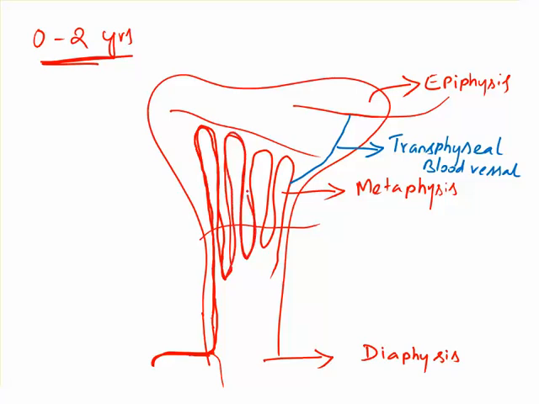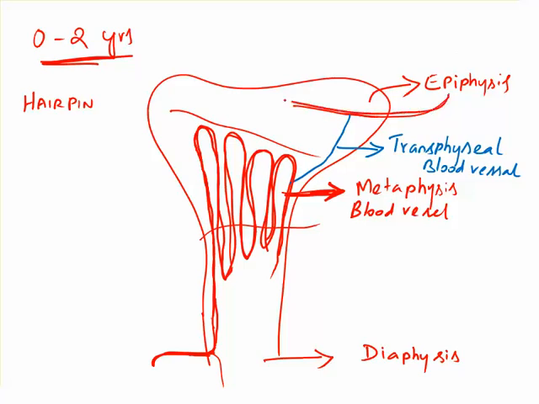So hairpin bend they call. You know hairpin? Okay, so it's like a hairpin bend, or you can call it a U-turn. It keeps on making U-shaped turns. That is the metaphyseal blood vessel. And please don't talk. Metaphyseal blood vessel. Okay, and there is a separate blood supply for epiphysis.